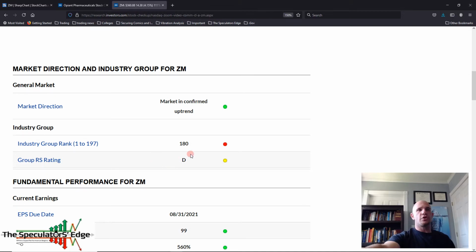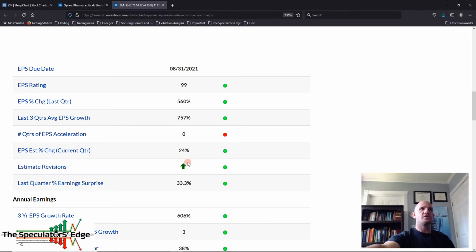The industry group rank purely sucks. This is a laggard industry. It's 180 out of 197, 197 being your lowest industry. Okay, your group relative strength rating is a D. It's not so great. But earnings per share rating is 99.